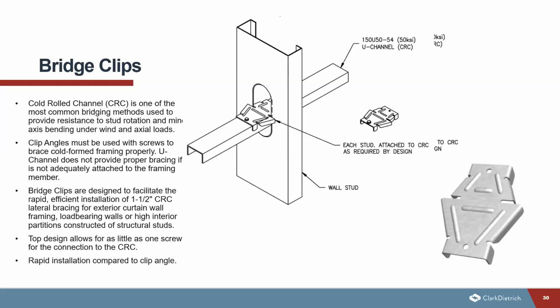And it does allow for a more rapid installation compared to a standard clip angle. Because if you were using a clip angle, you would have to attach one leg of the clip to the web of the stud, which would require at least 2 screws, and then 2 screws to the actual cold roll channel. So you're using 4 screws compared to 1 screw.